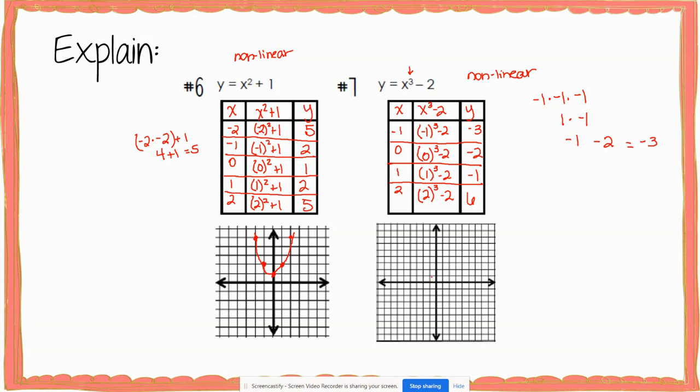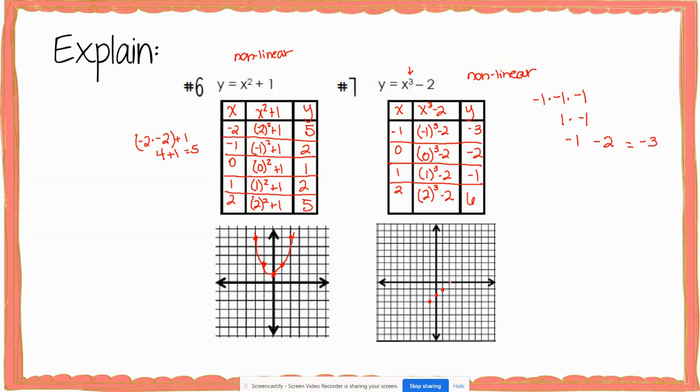When x is -1, y is -3. So that's left 1 and then down 3. When x is 0, y is -2. So that's not left or right, but then down 2. When x is 1, y is -1. So that's right 1 and down 1. Now, if you look at it right here, hey, that looks like it's a line. Why would this not be a line?